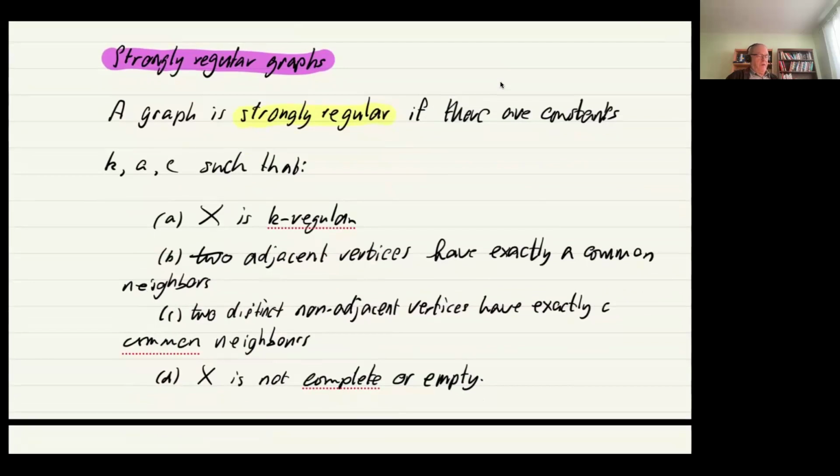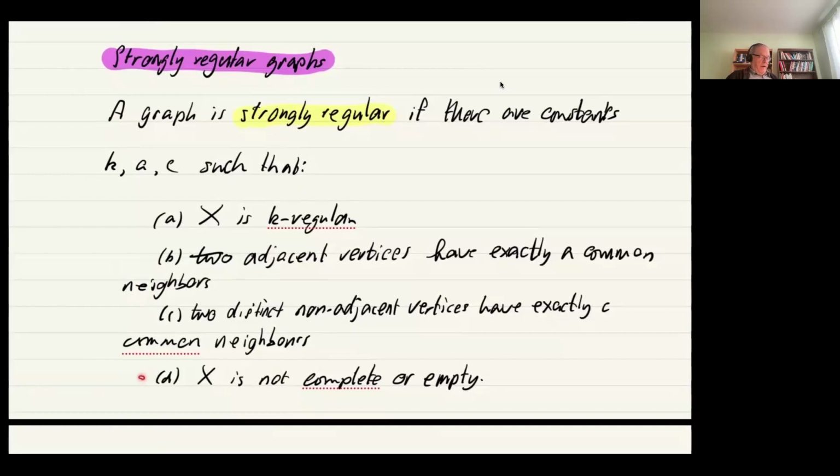So a graph is strongly regular if there are constants k, a and c such that the graph is k regular. Two adjacent vertices, now adjacent vertices are necessarily distinct, have exactly a common neighbors. Two distinct non-adjacent vertices have exactly c common neighbors. Now, in all cases we're concerned with, c will be positive, and so the graph will have diameter 2. Two vertices are either adjacent or they're at distance 2, and in that case they've got c common neighbors.